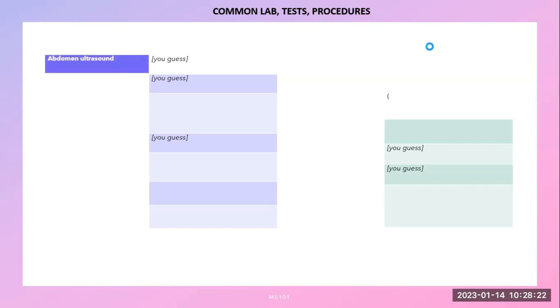Okay, so right now I'll move on to the next topic: some labs, then radiology, and then some other diagnostic tests for you. Abdomen ultrasound. Is anyone familiar with this? So abdomen ultrasound means you use a medical instrument to see inside their belly.